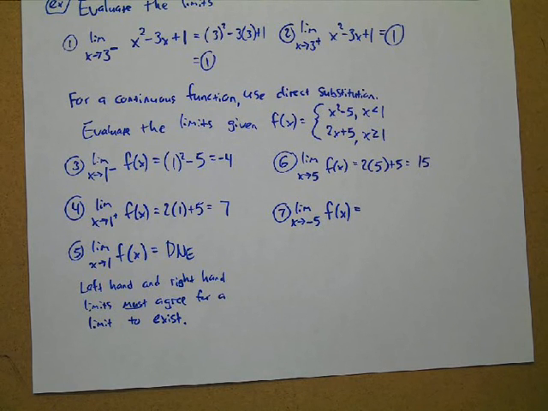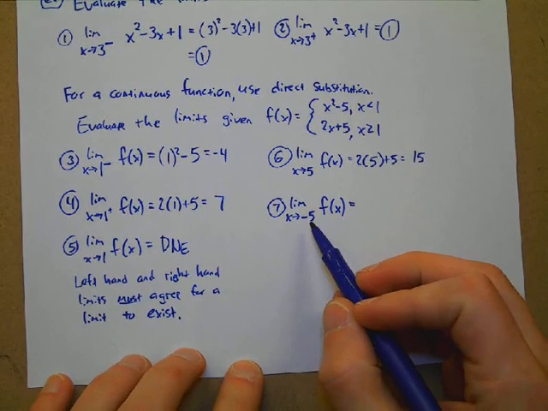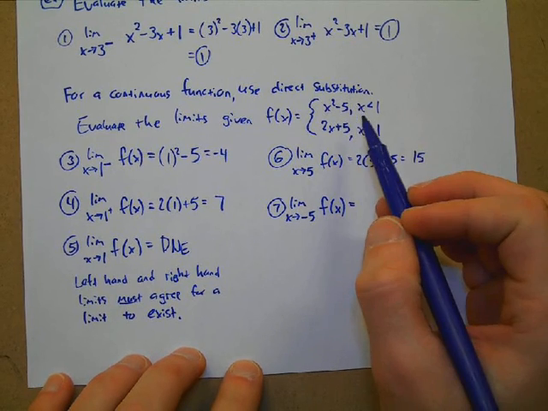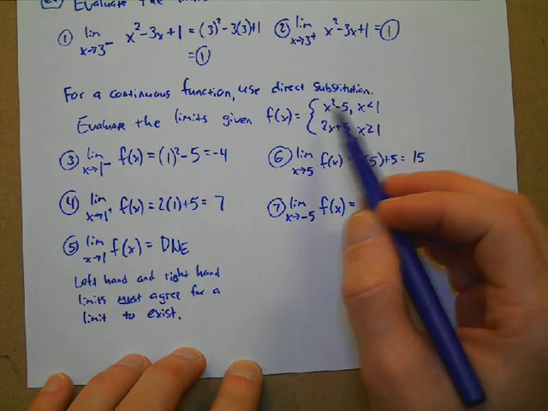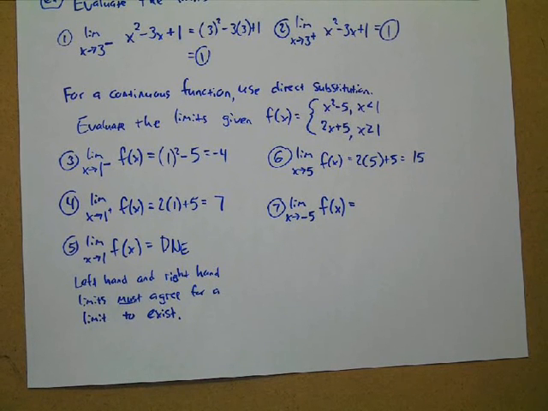Okay, that's right. The x value is approaching -5. -5 is less than 1, so we're going to consider this piece. Any x values immediately to the left of -5 and immediately to the right of -5 will still be within this parameter of x less than 1. So we can just evaluate it here using direct substitution. So it's 25 minus 5, which is just 20.